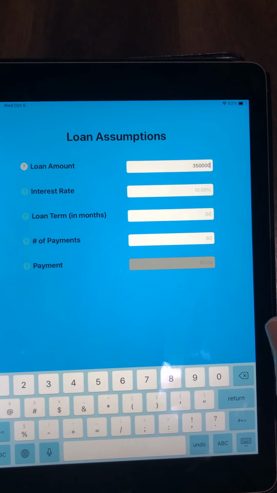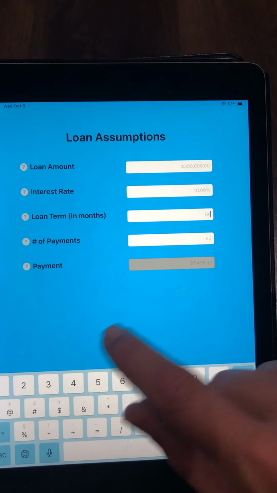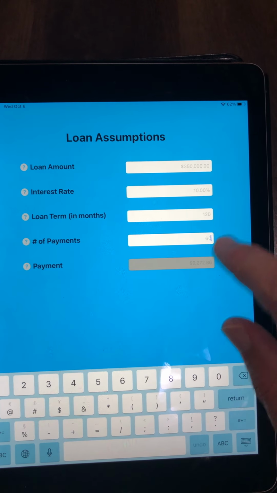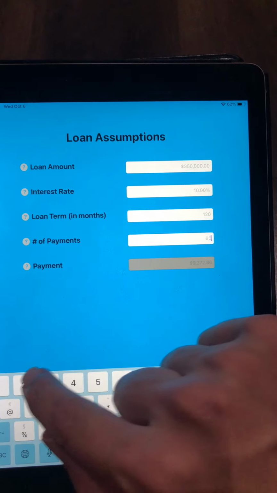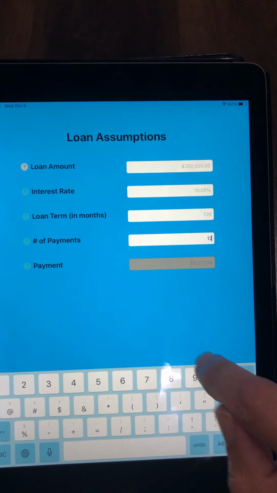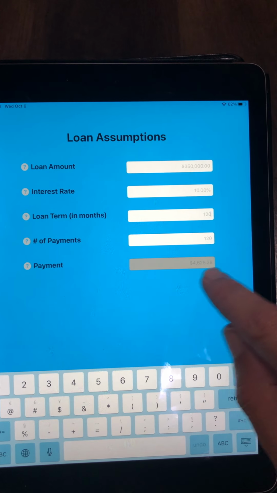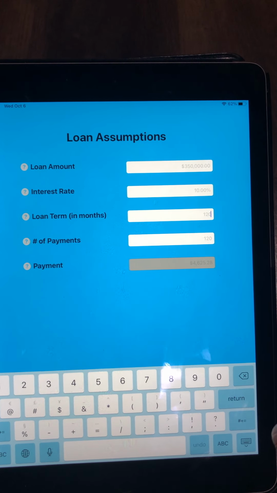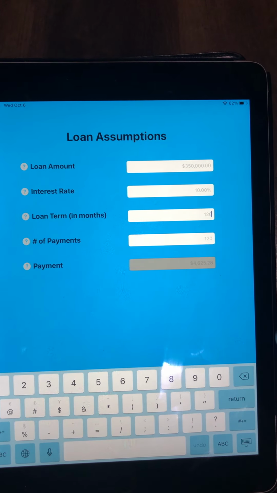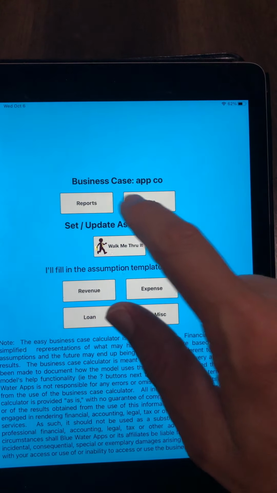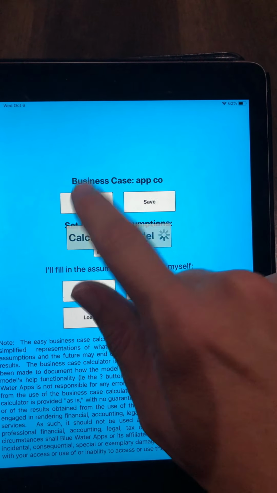I'm going to leave 10% interest rate, and I think I'm going to try to get that loan for 120 months. Now, you can have different loan terms in months and different payments, but right now I just want to have it the same. Now, when I do that, it's going to calculate my payment, so I'm going to have a loan payment of $4,600 per month, and now I can go out, and what I'm going to do is I'm going to run the reports.